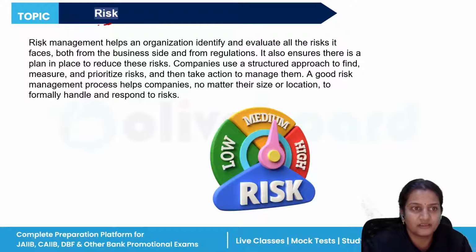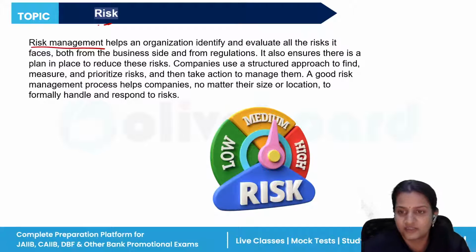Now, what is risk again? Risk management. In every organization there are risk managers. So what is the work of those risk managers?